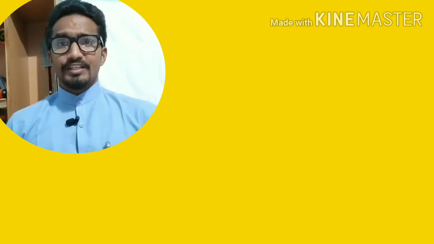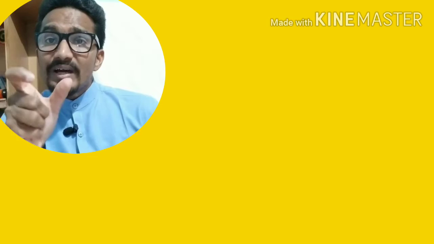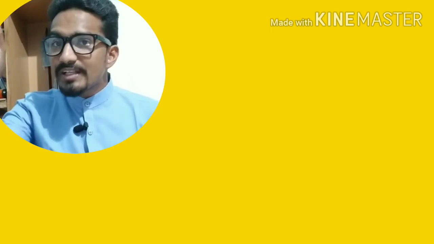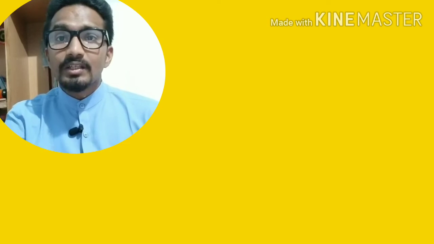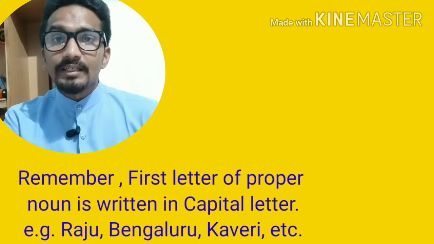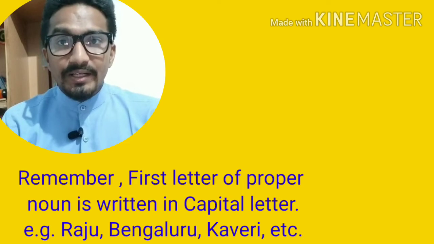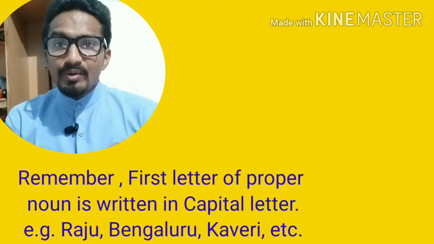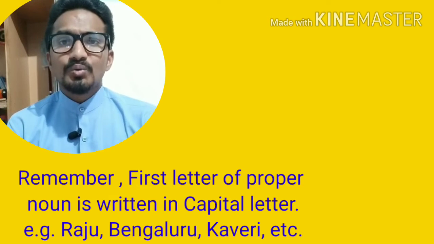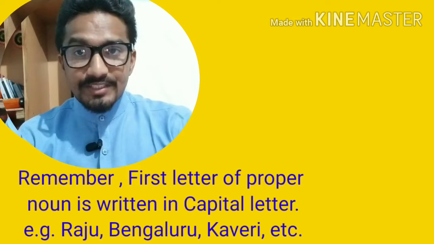Let me give you the example that I gave first. Mumbai is a city. Now Mumbai is a proper noun because it is a particular city, given the name Mumbai. Raju is a boy. Boy is a common noun and Raju is a proper noun. And remember one thing that you have to learn in proper noun: the first letter of a proper noun should be written in capital letter.